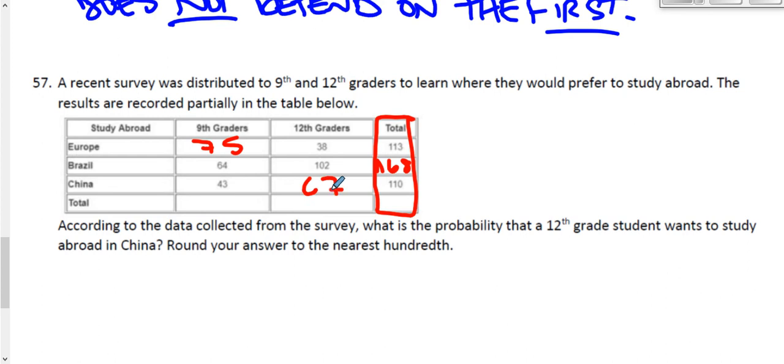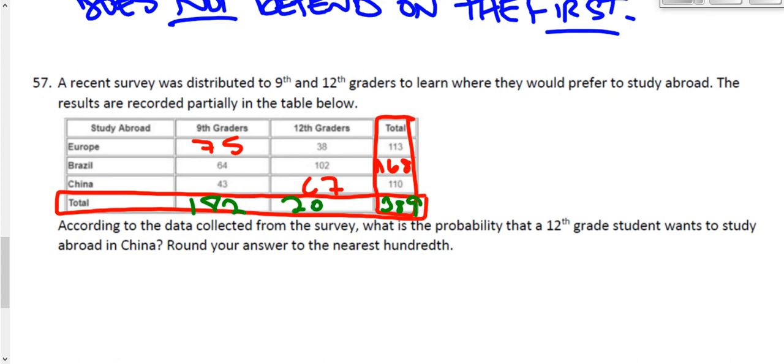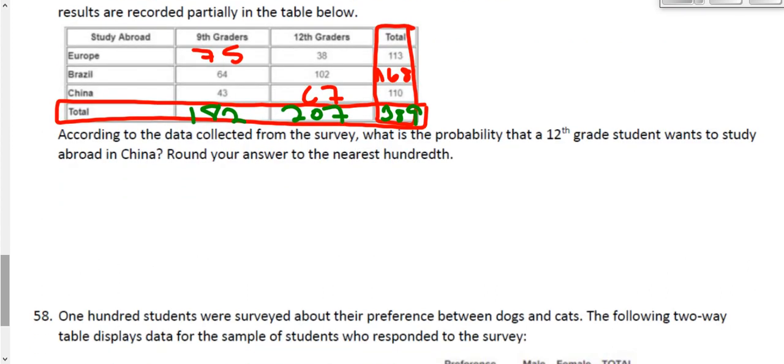And for the totals on the bottom, all we have to do is add up all of the rows that came above. So this number down here is 389. We add up 113, 168, and 110. 75, 64, and 43 added together is 182. And 38, 102, and 67 added together is 207. Now that we have the table filled in, we can answer the question.